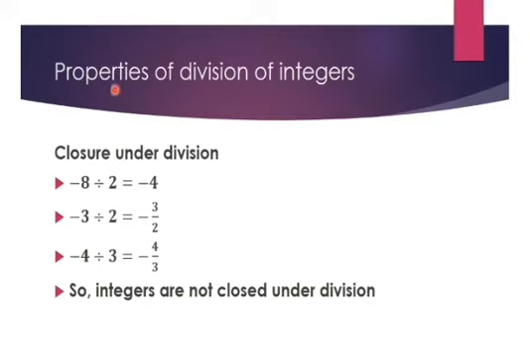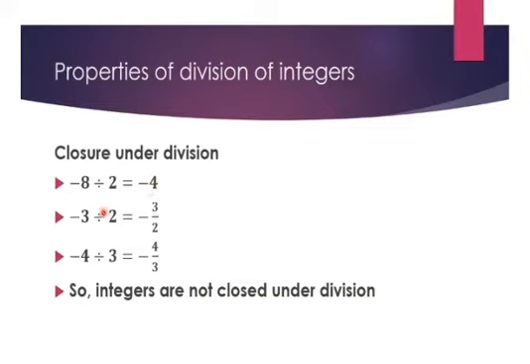Okay, now let's check the properties of division of integers. The first property is closure under division. The first example, minus 8 divided by 2. The first one is negative and the second one is positive. We simply divide as whole numbers. 8 by 2 is 4, and put a negative sign. We get the answer as minus 4.